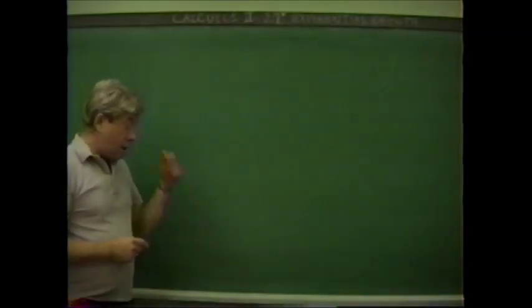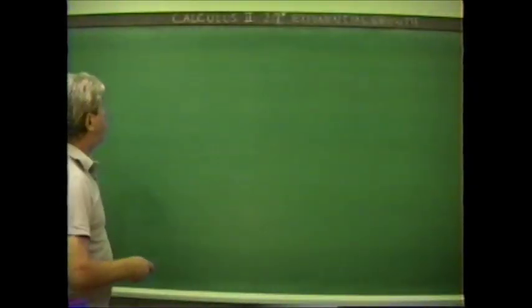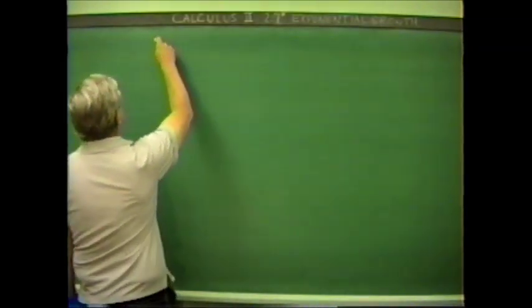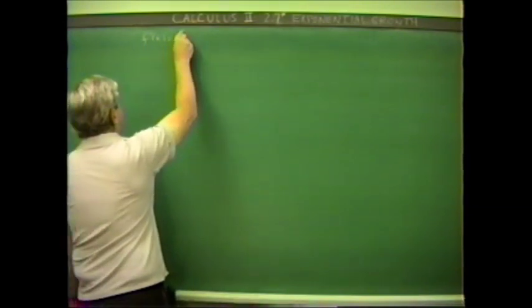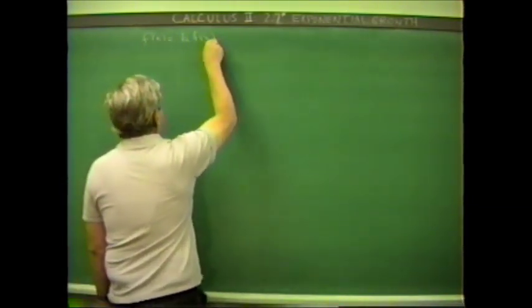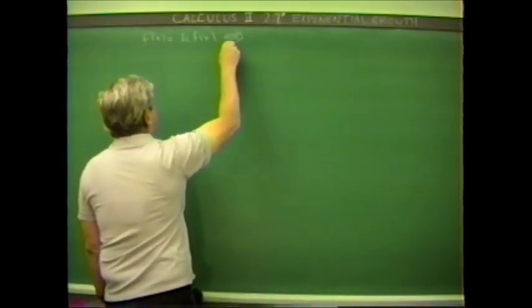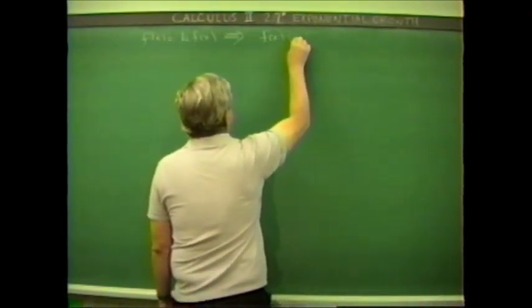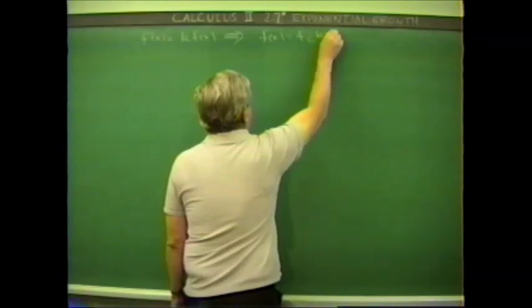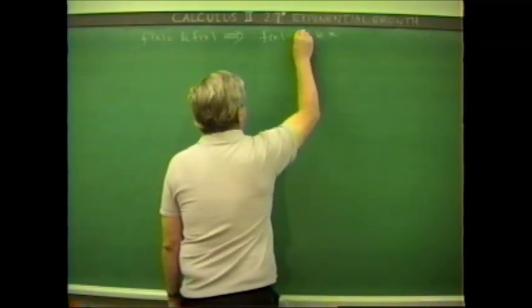Okay, we're going to take now a look at additional examples of exponential growth. In particular here, if we've got f prime of x is equal to k f of x, then this gives rise to the fact that f of x is equal to a e to the kx for appropriate values of a and k.